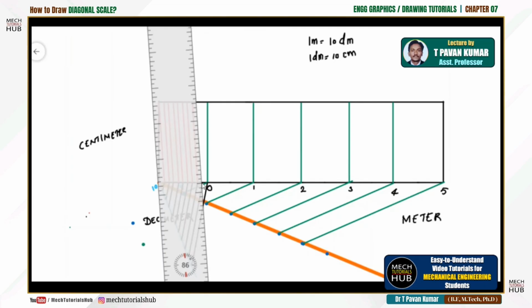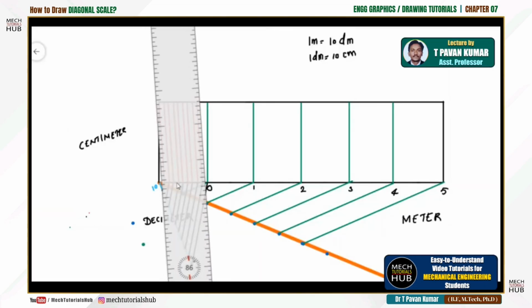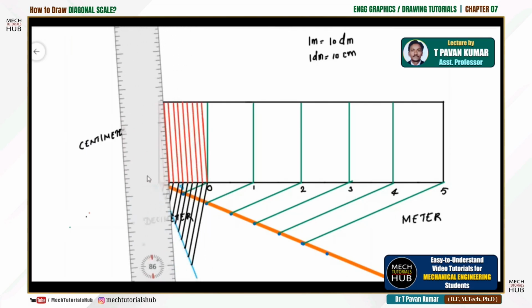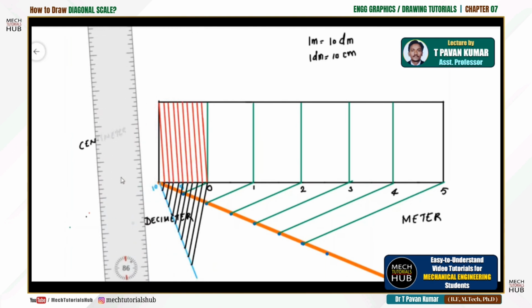Alright, let me draw a line starting 1 ending somewhere at the top horizontal. Done. Now decimeter scale is also created. Decimeter scale is done because 1 meter is equal to 10 decimeters. That is the reason first box is divided into 10 parts.